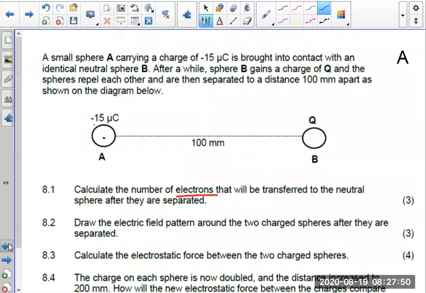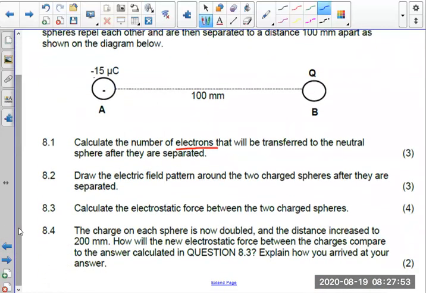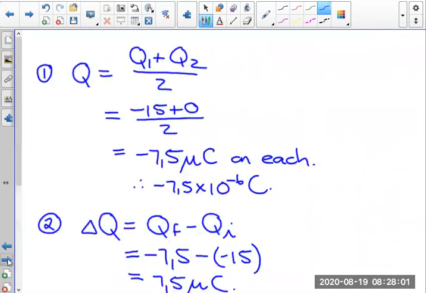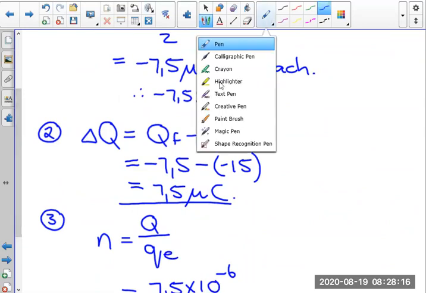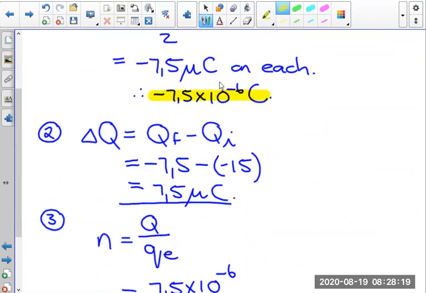Okay. Question 8.2 is draw the electric field pattern around the 2 charges after they are separated. Now, if we look at this, the charge on each, this would be this one. What is the charge on each? It is positive 7.5. That's the charge transferred. Sorry, the charge on each is the first one. So it will be this one, the minus 7.5 times 10 to the power of minus 6 coulomb. So the charge on each sphere is going to be negative.